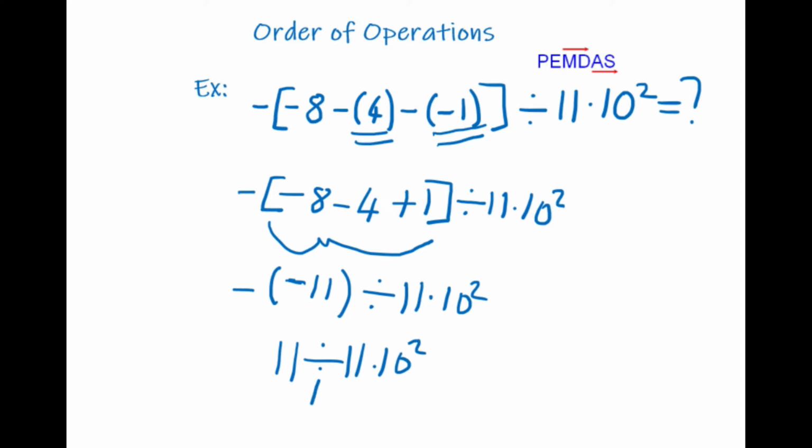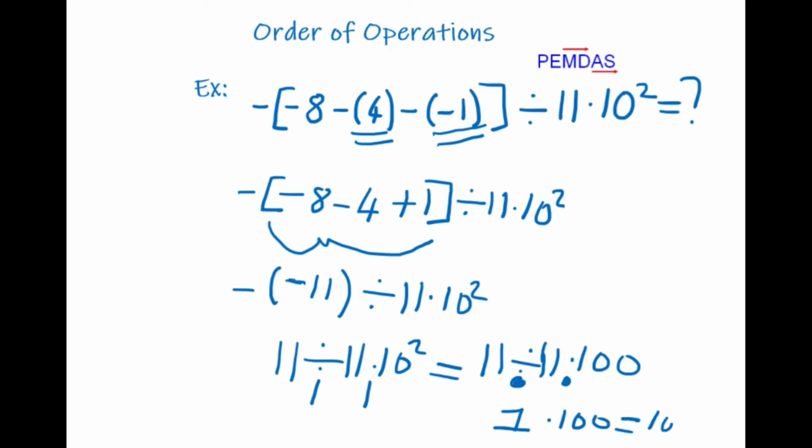Of course, here we have division, here we have multiplication, but here we have exponents, 10 squared. Okay, we need to do 10 squared first, so I'm going to write the rest of it. 11 divided by 11 times 10 squared is 100. And now if you look at the operations, here we have division, here we have multiplication. Because division is on the left, we need to divide 11 by 11 first, which gives us 1 as an answer, times 100 is going to give you 100.